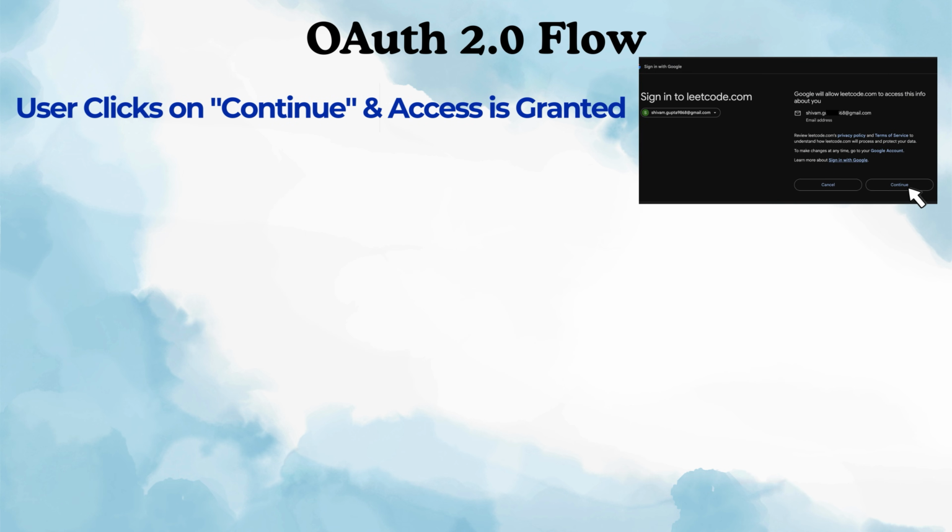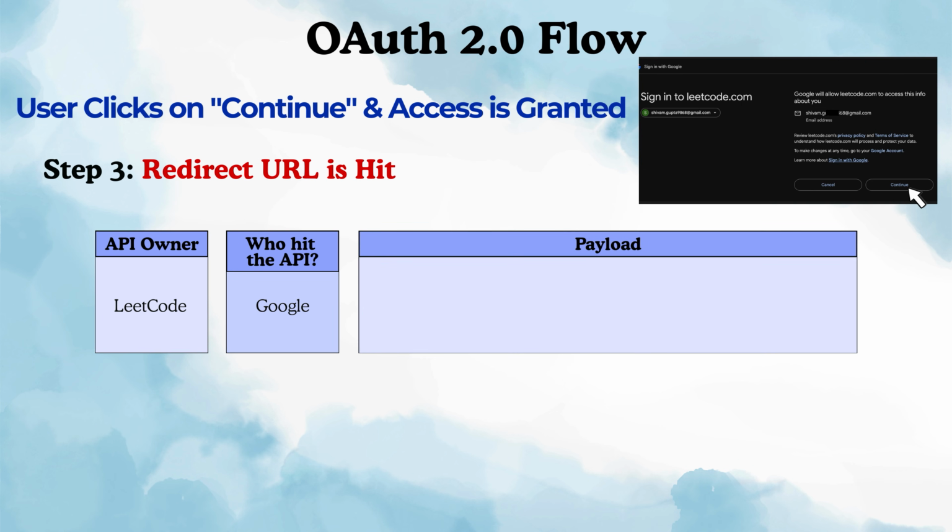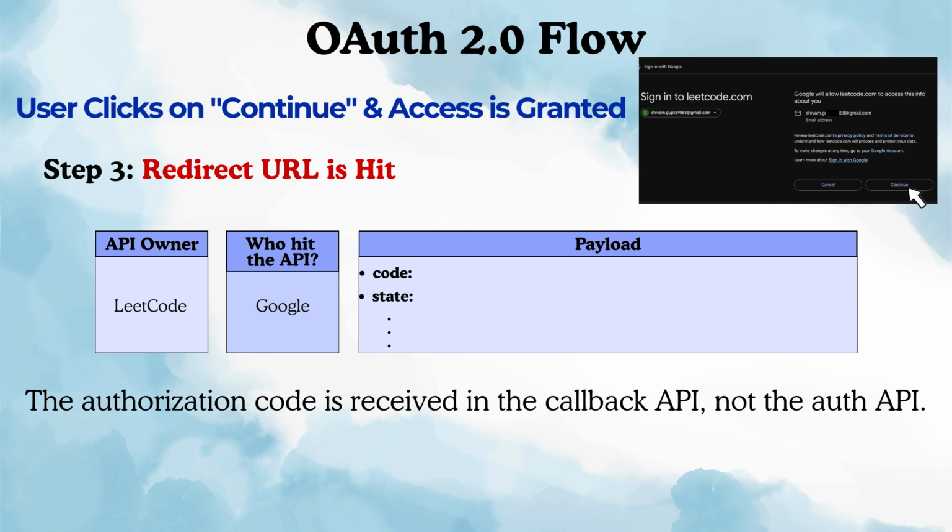At this point, internally, the callback URL will be hit. The redirect URI that LeetCode shared with Google, that URI will be hit this time. So who is the owner of this API? The owner of this API is LeetCode, and this one will be hit by Google. So this time the roles are reversed. Now Google will hit this API, and in the payload of this API, it will send fields like the authorization code and the state, and a few more fields, but mainly we are focused on the authorization code and the state. So in the first API, when the Auth API was hit, Google will not share the code in that API.